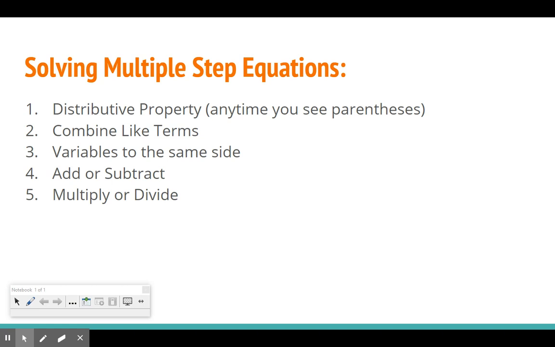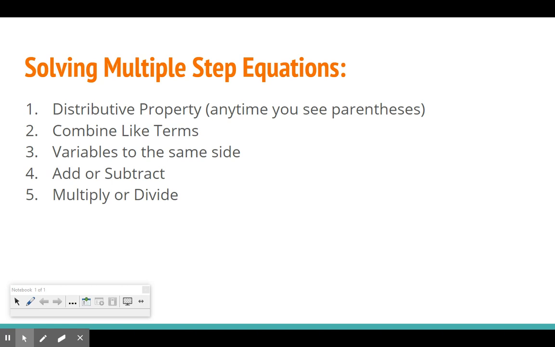So the first thing that you should do whenever you're solving an equation is you should look to see if there's a distributive property available, right? And that's really anytime you have parentheses going on. You want to complete the distributive property to get rid of those parentheses. And that's what we're going to be working on today.